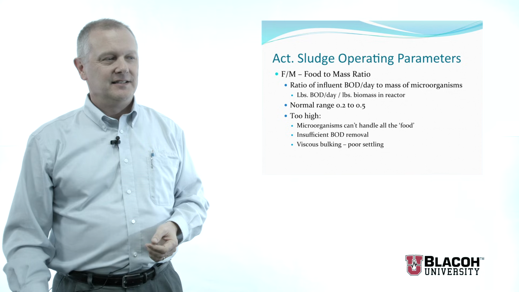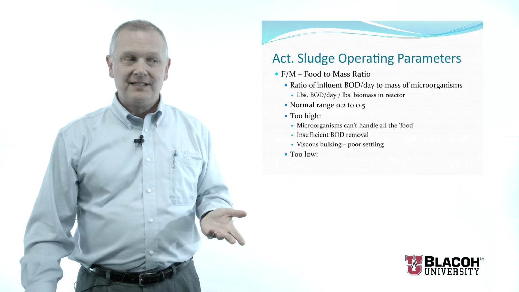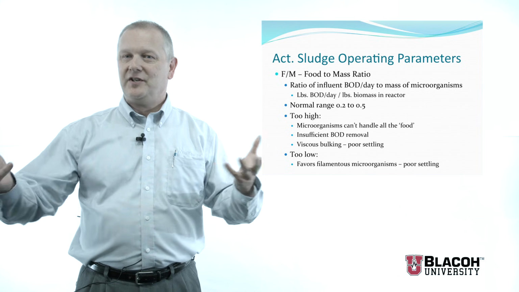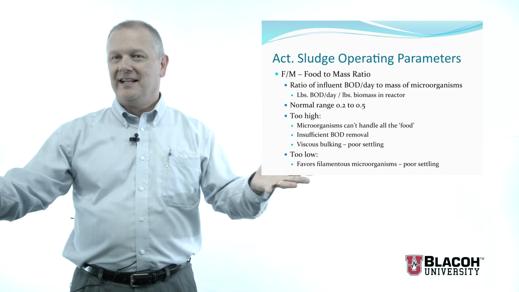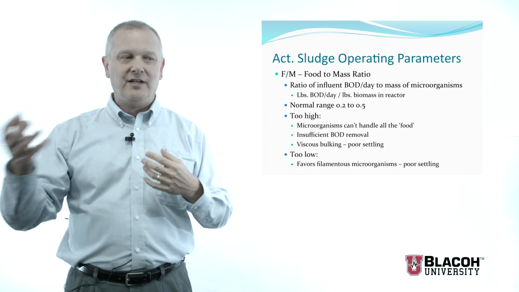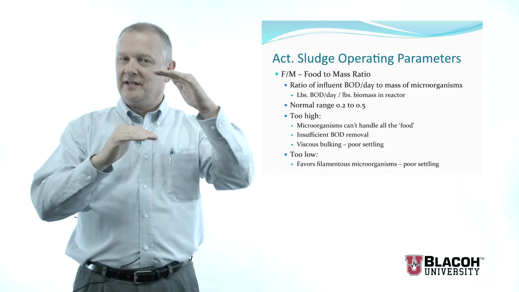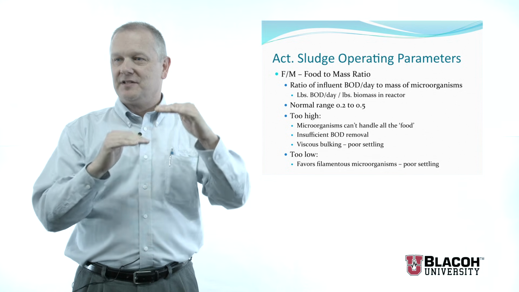But if it's too low, again, you have problems with these filamentous organisms that are more efficient at getting what little food is there, and so they tend to predominate, and again, you have poor settling in the clarifier. So you have to keep that food to mass ratio in a fairly stable range for this system to work properly.